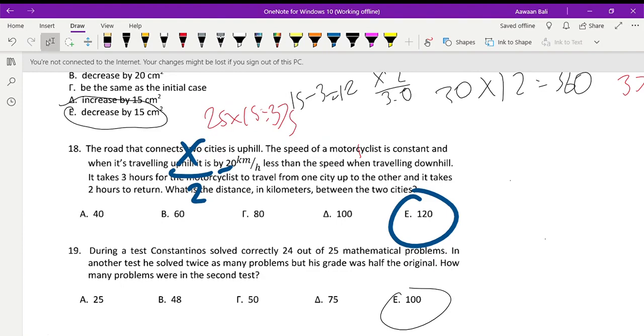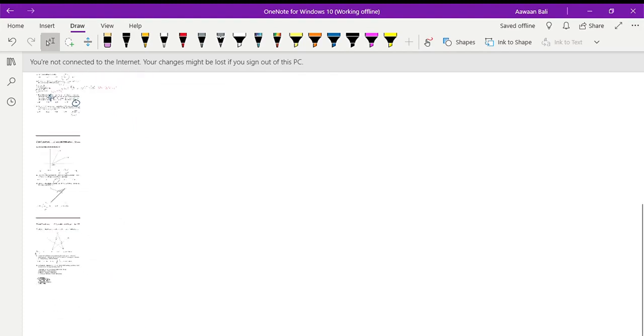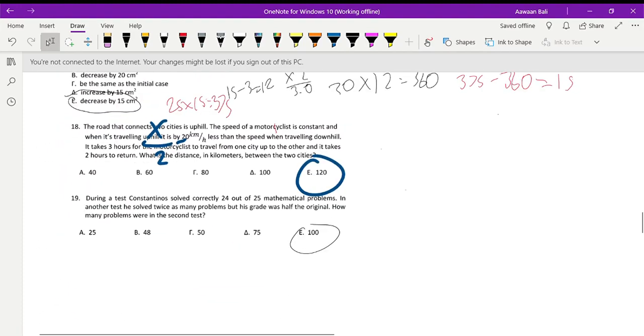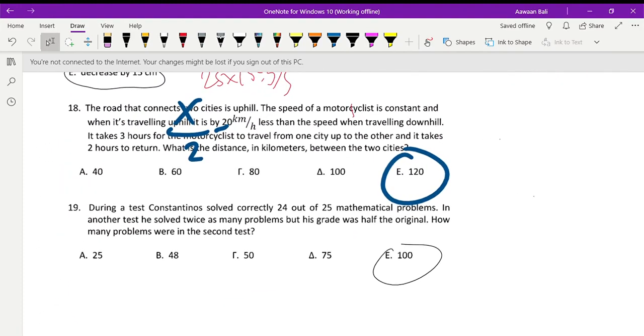Now, question number 18. The road that connects 2 cities is uphill. The speed of a motorcyclist is constant. When traveling uphill, it is 20 kilometers per hour less than the speed when traveling downhill. It takes 3 hours for the motorcyclist to travel from one city up to the other, and it takes 2 hours to return. What is the distance in kilometers between the 2 cities?